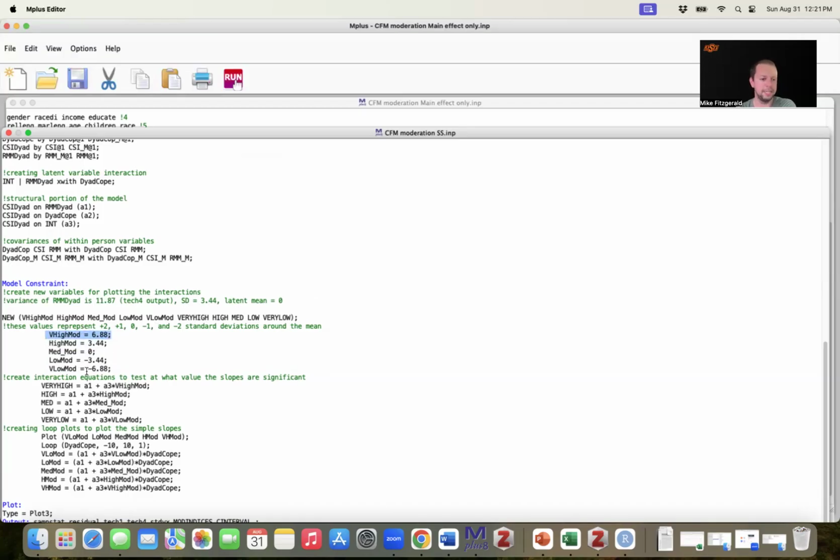And then you can see kind of where this is going, where we have plus and minus 2 standard deviations above the mean. We have the mean, and then we have it below the mean, right? So in the model constraint command, we actually have to create each of these new parameters. So we are inserting this into the model.